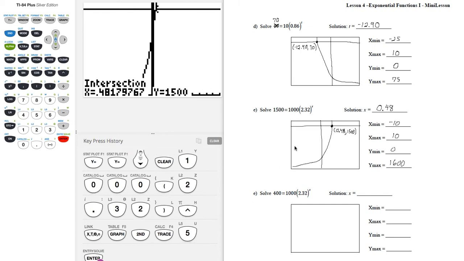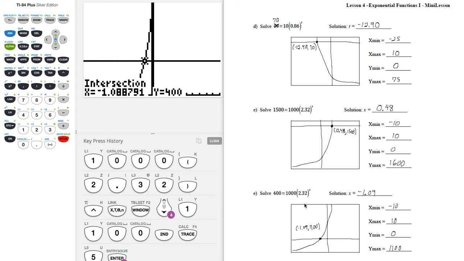So hopefully you tried part E on your own. You should have gotten a solution of 0.48 for x and a graph that looks something like what you see here. The window values are negative 10 to 10 for x, 0 to 1600 for y. So let's try part F, and again, I think you're getting the hang of these now. Pause your video, try this on your own, and then come back and check your result.